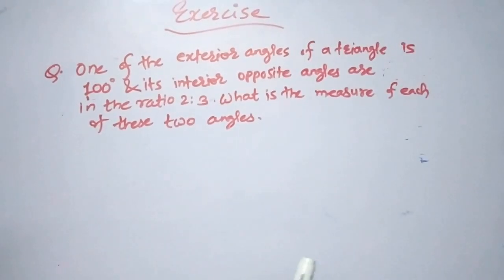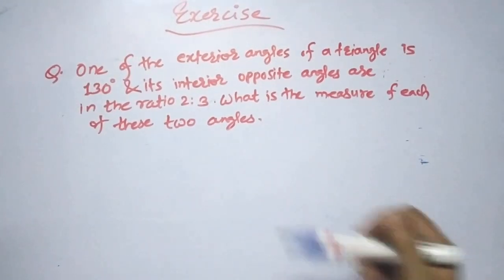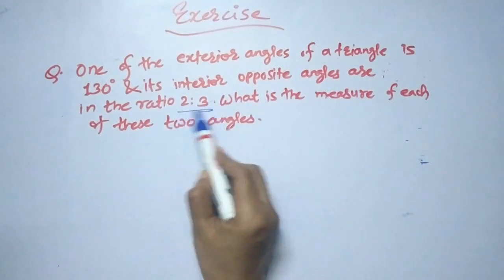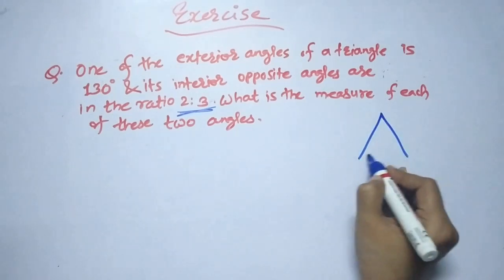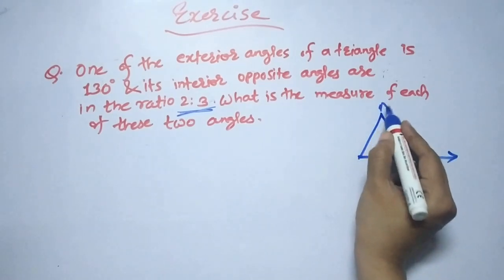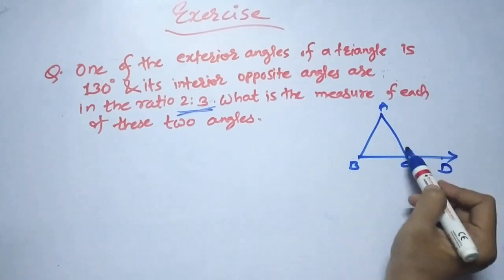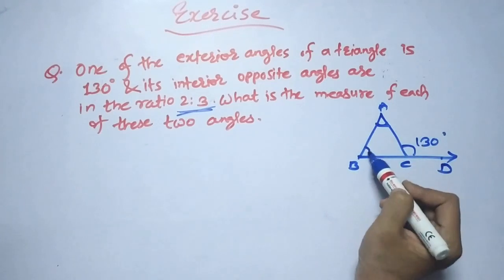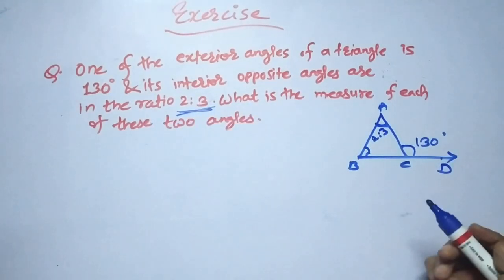So friends, now next question is what? One of the exterior angles of a triangle is 130 and interior opposite angles are in the ratio 2:3, given. So suppose this is a triangle ABC, and this is the point on the BC ray, and this angle is given as 130 degrees, and about interior angles it is said that they are in the ratio of 2:3.